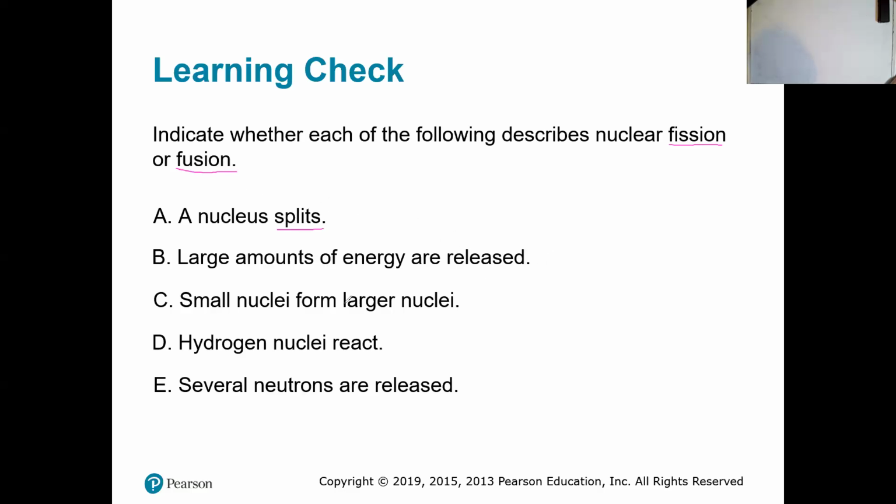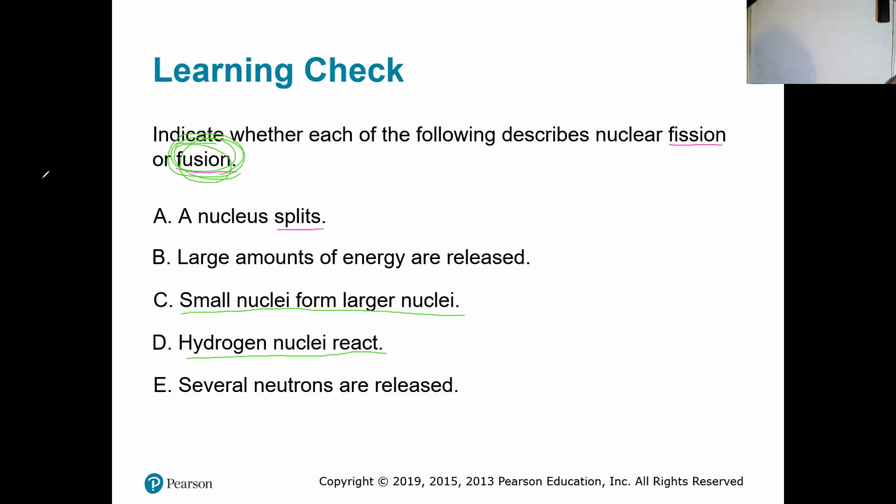Okay, so both of these. Smaller nuclei form larger nuclei. So we have small nuclei forming larger ones. We're taking two things that are smaller and combining them to form something that's bigger. That is going to be fusion. We have hydrogen nuclei reacting. Hydrogen nuclei are very, very small. And when you have your hydrogen nuclei reacting to form something bigger, again, that's going to be fusion.